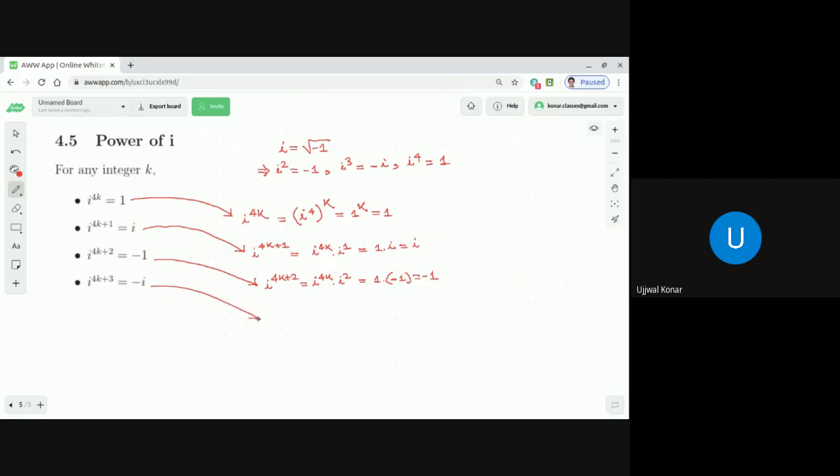And the next one is i power 4k plus 3. i power 4k plus 3 is equal to what? That is equal to i power 4k into i power 3. What is the value of i power 4k, dear students? It is 1. And i power 3, we just found, is minus i. So that is equal to minus i.